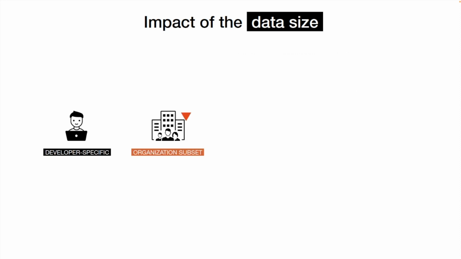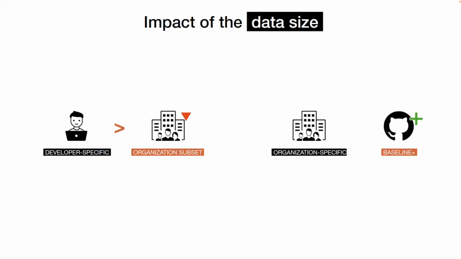As a result, we found out that the developer-specific model works better than the organization subset, meaning that the customization that is personalized, specialized on that developer works better than having just more data. And the same applies for the organization-specific model, having better results than the baseline plus.